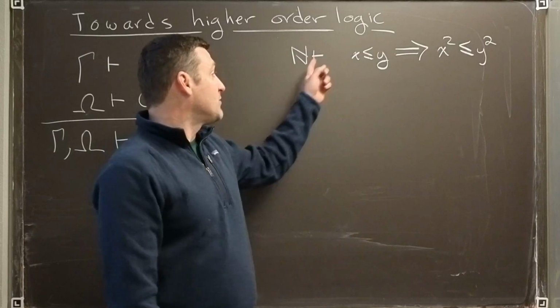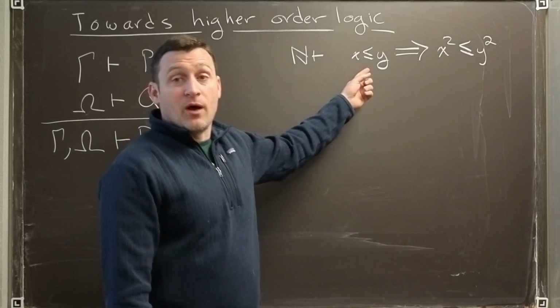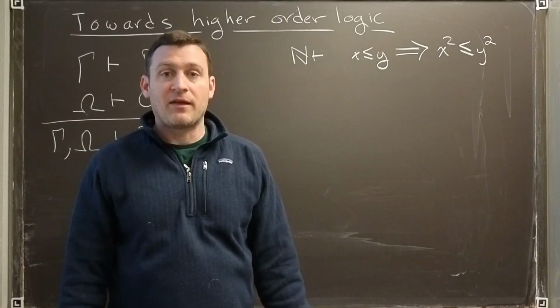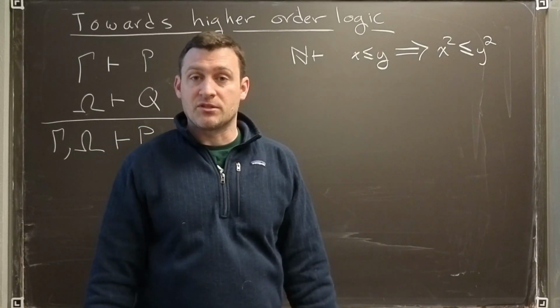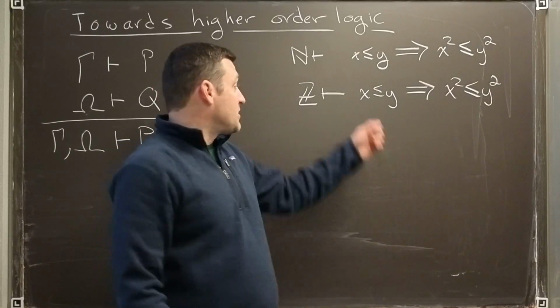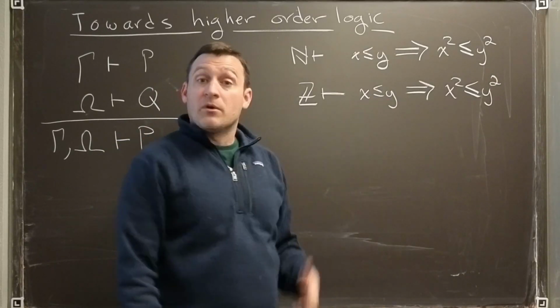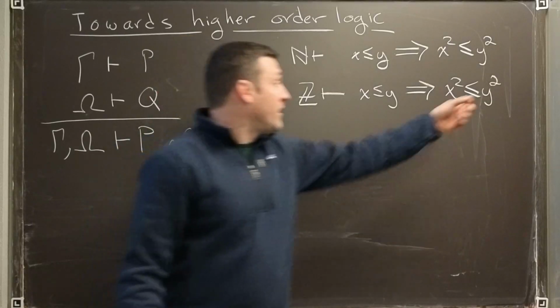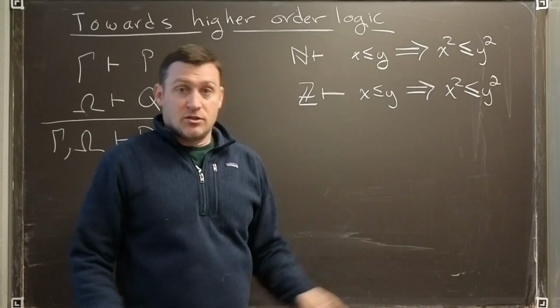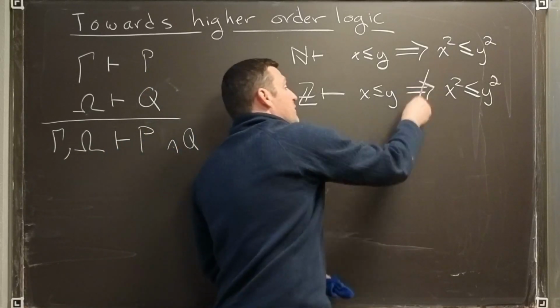We showed that for natural numbers, x is less than or equal to y implies x squared is less than or equal to y squared. We also found that that wasn't always the case for other number systems. If I took the same sentence to the integers, I could find numbers such as -5 and -3. When I square -3, I get 9. When I square -5, I get 25. 25 is not less than or equal to 9, so this was false.